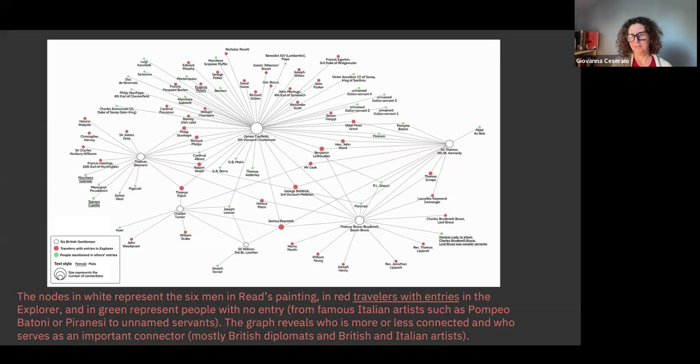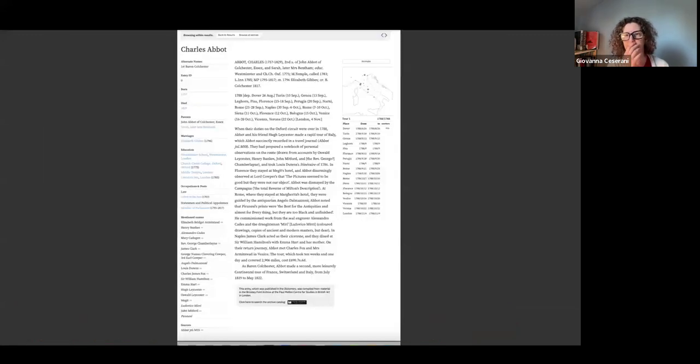What does an entry in the dictionary look like? I'll start with the one that we always start with because it's the first one in alphabetical order. What you see here is that we reproduce in the center, for Charles Abbott, the original entry as it was in the dictionary, but also that this is flanked on either side by information that we derived from the print entry itself, but formalized as data.